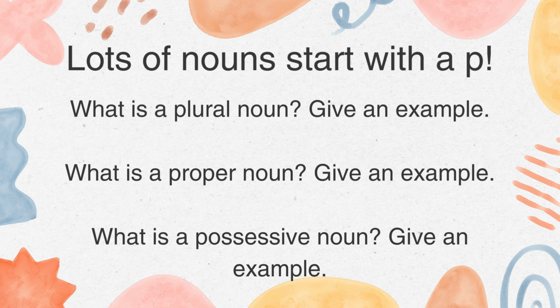And a possessive noun is what we talked about today. It shows ownership. The teacher's pen. Teacher is the owner. Pen is what they own. And we use the apostrophe to show ownership.